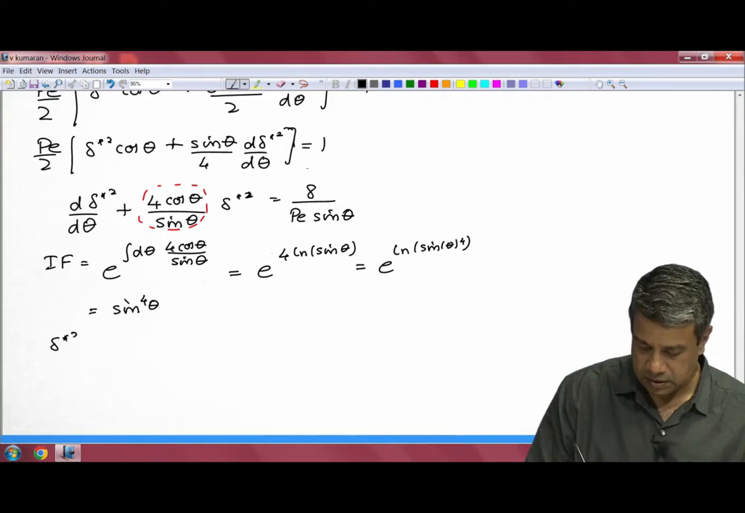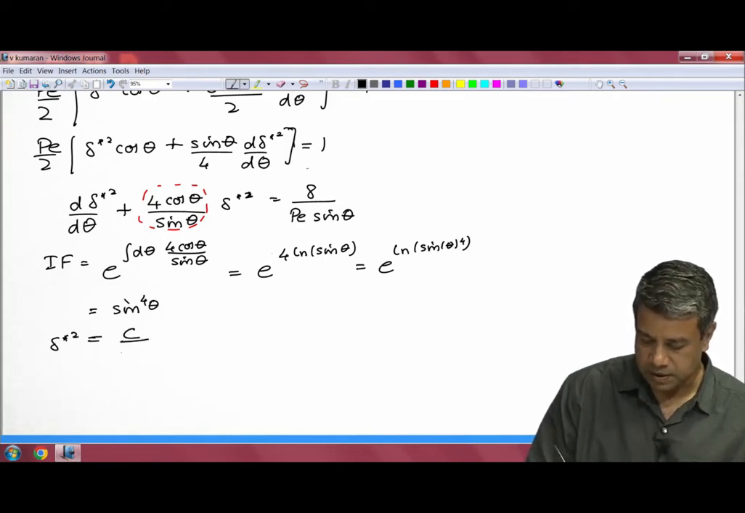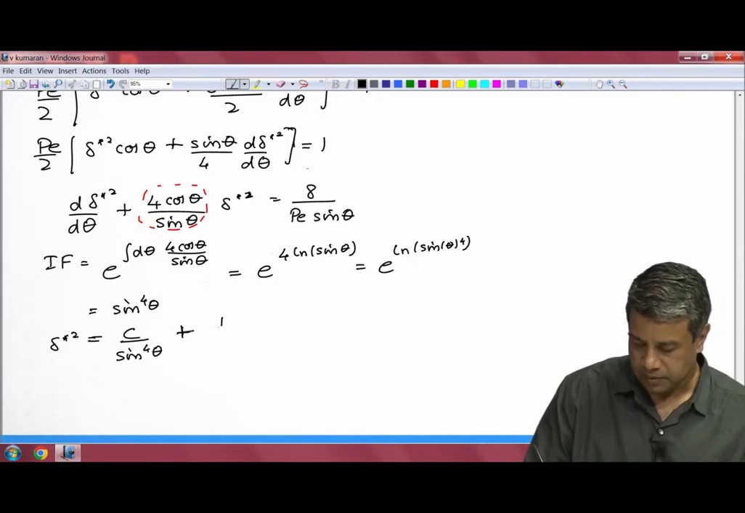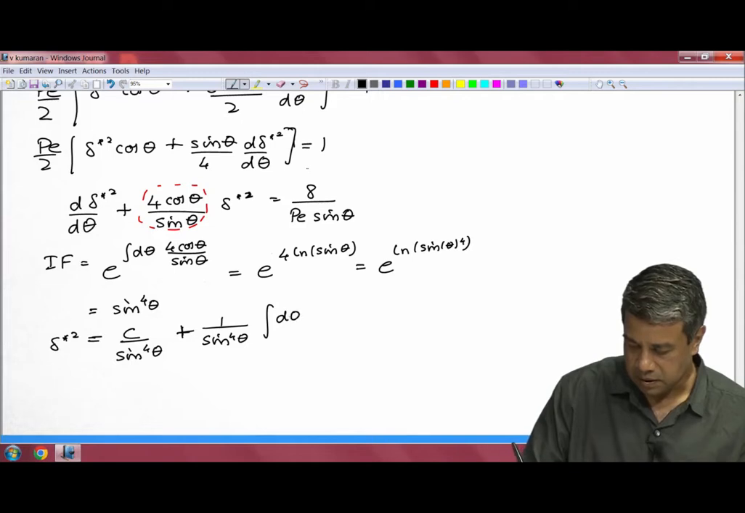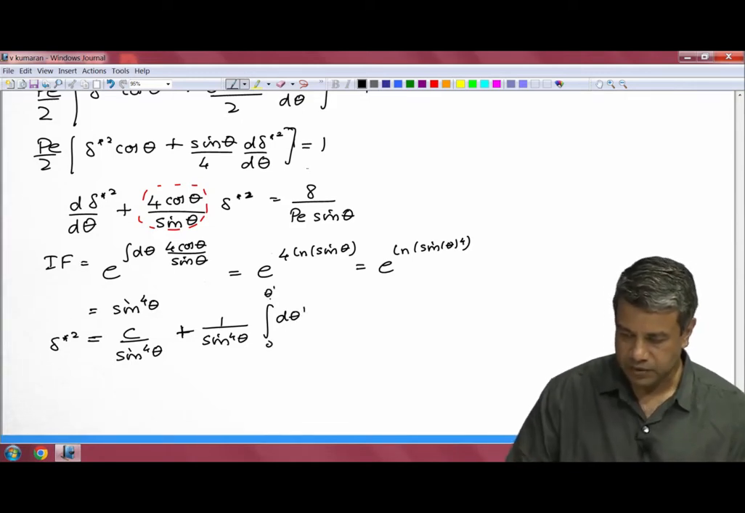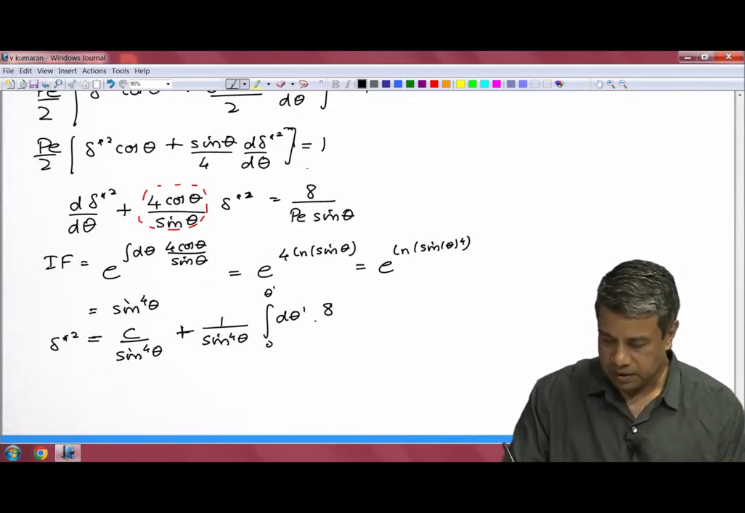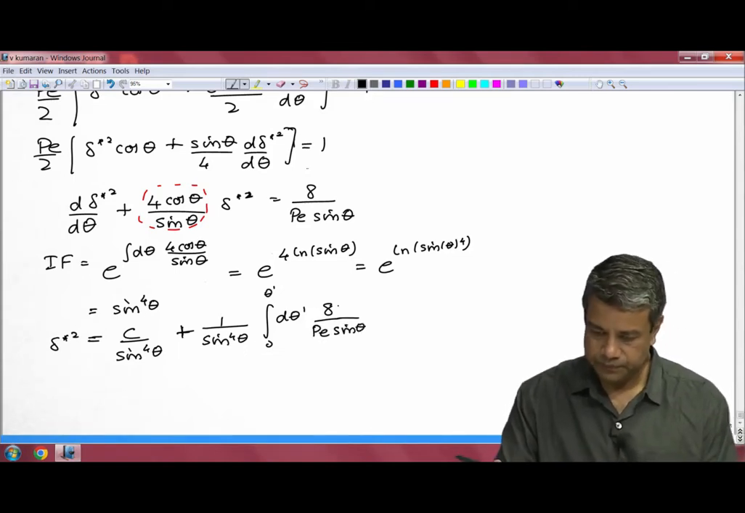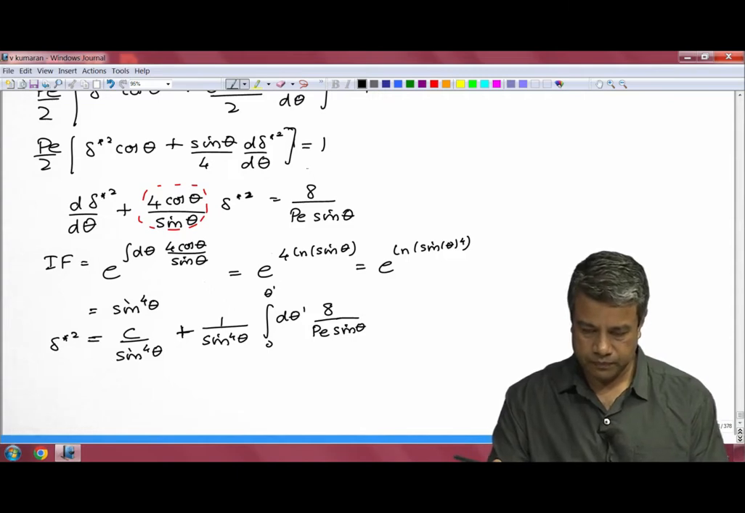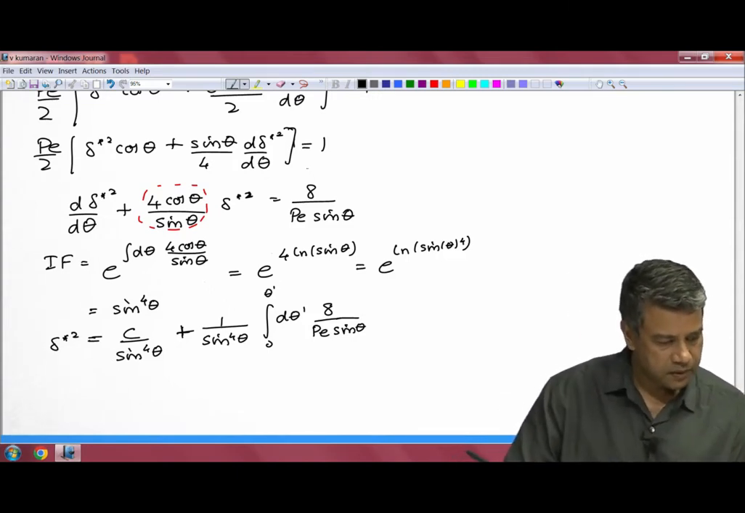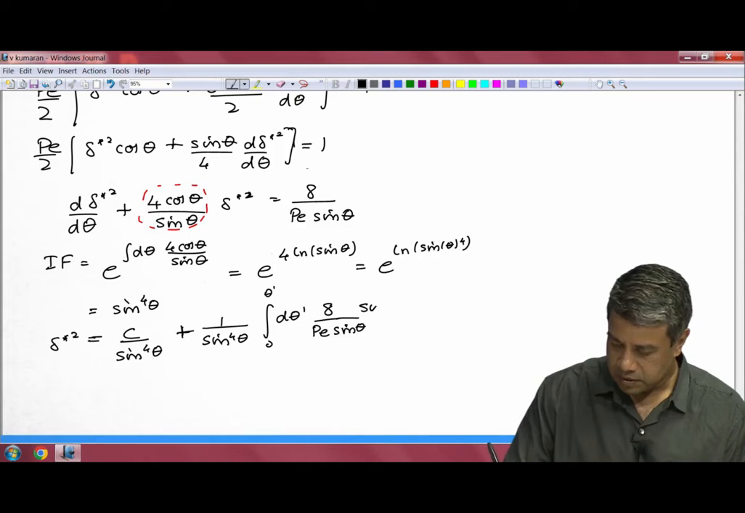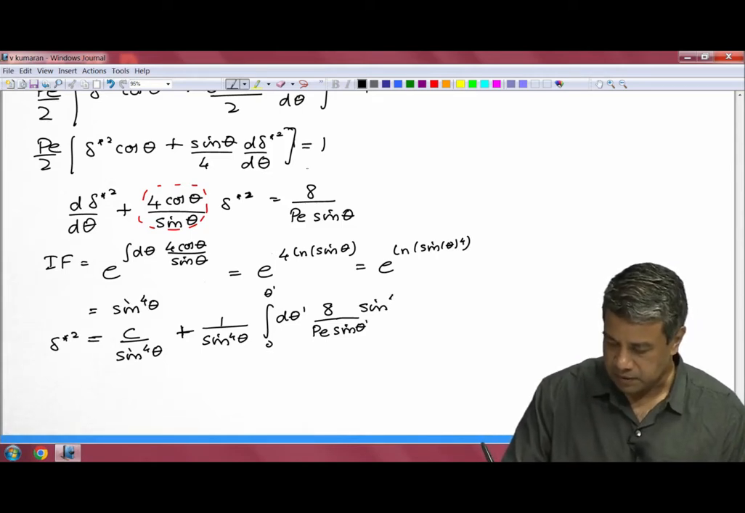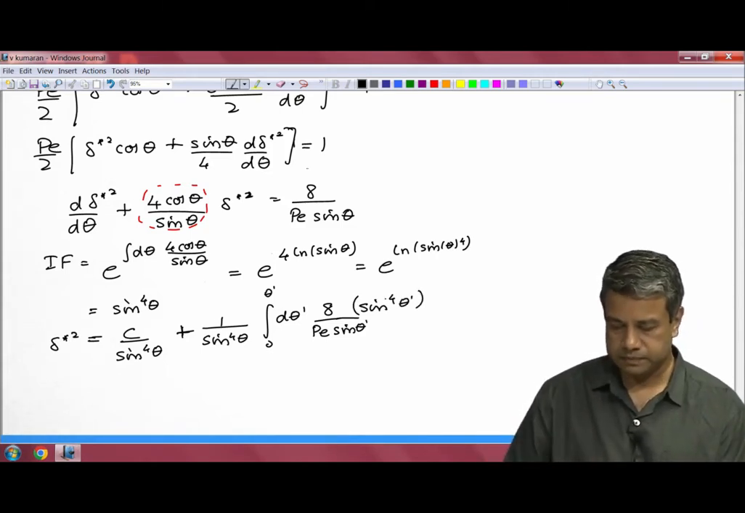Sin of theta to the 4th power is the integrating factor in this case. Delta star square is equal to c by sin power 4 theta plus 1 by sin power 4 theta integral d theta prime of 8 by Pe sin theta, into sin theta prime, sin power 4 of theta prime.